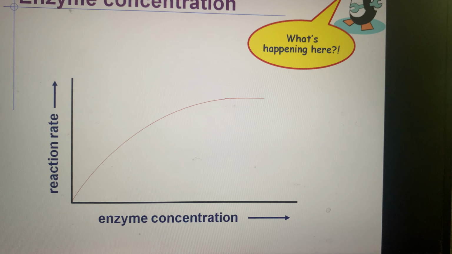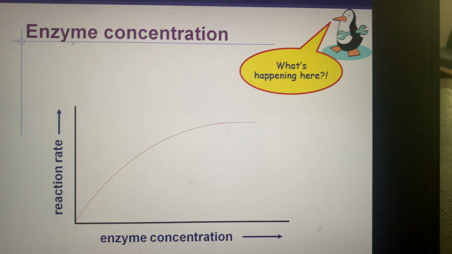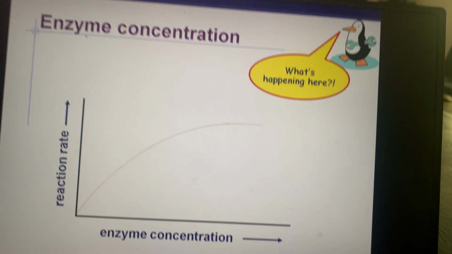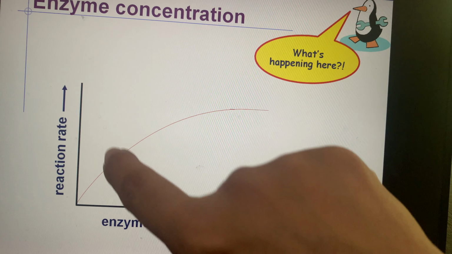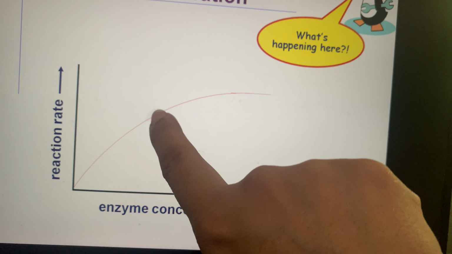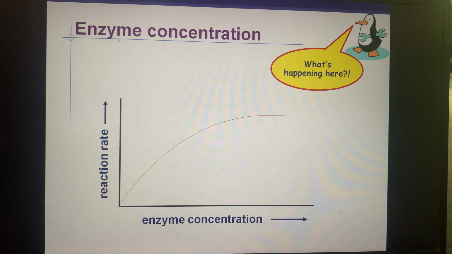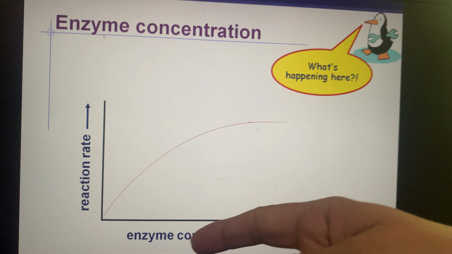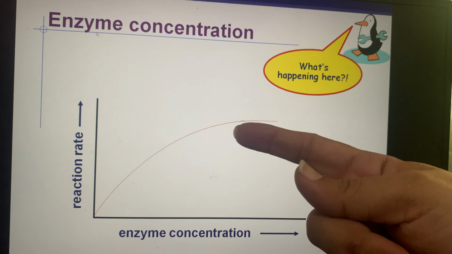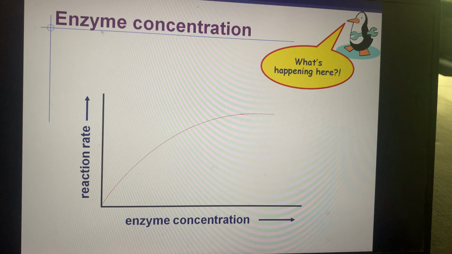Enzyme concentration. If enzyme concentration is higher, the reaction rate will also gradually increase, and at some point it will level off. Increasing the enzyme concentration further will have no effect on the reaction rate after a particular concentration limit.